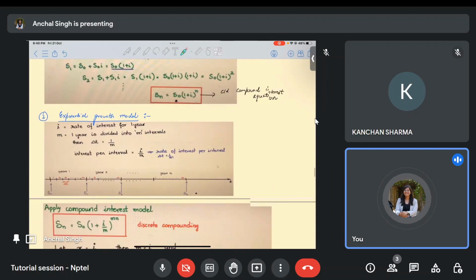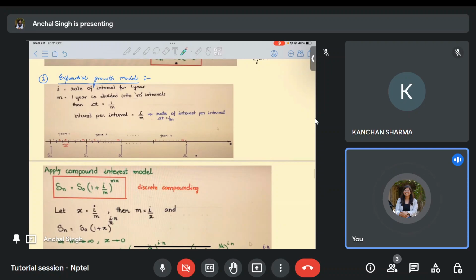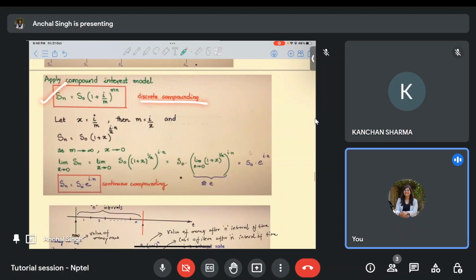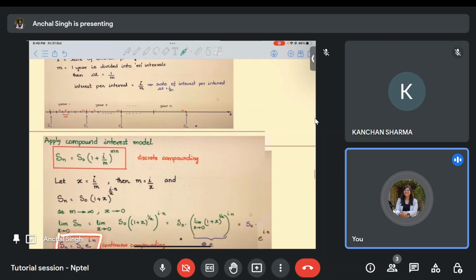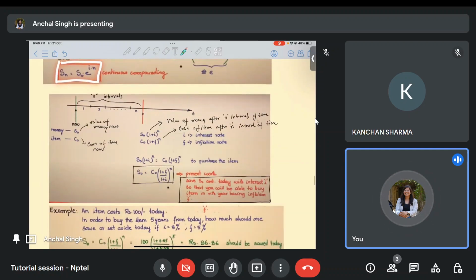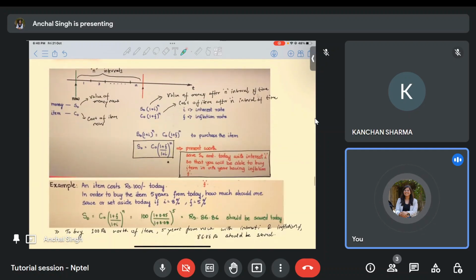Similarly, when you want to calculate the model for the exponential growth model, you start with the compound model, that is called discrete compounding. When you apply the concept of limits to that, you will be able to obtain the formula for continuous compounding. So this is your formula for the exponential growth model. Based on what kind of growth model you're adopting, you can calculate these values.